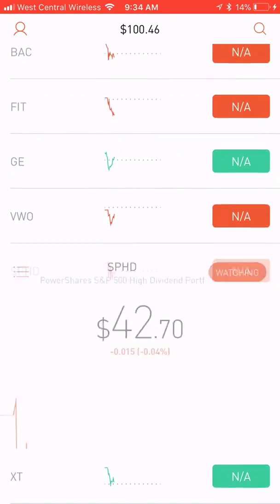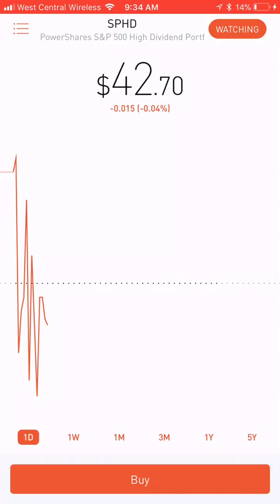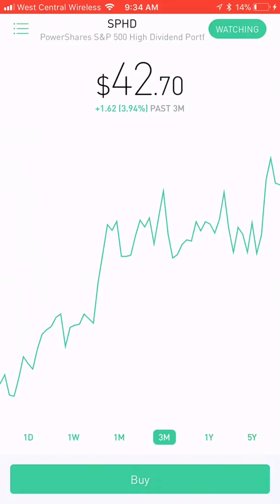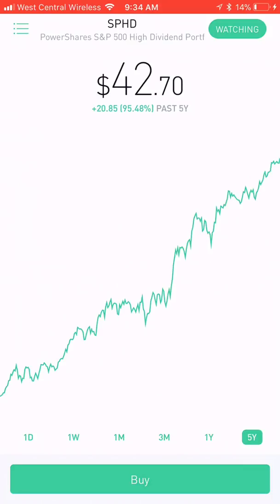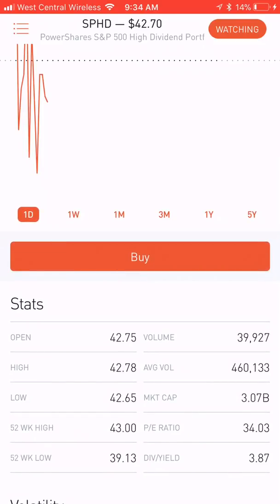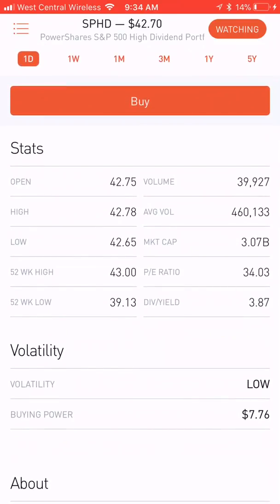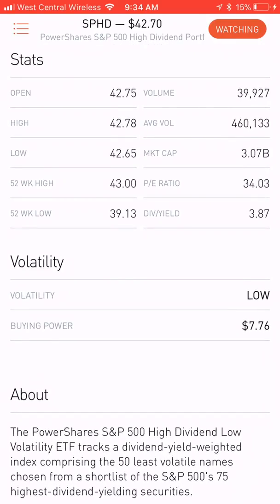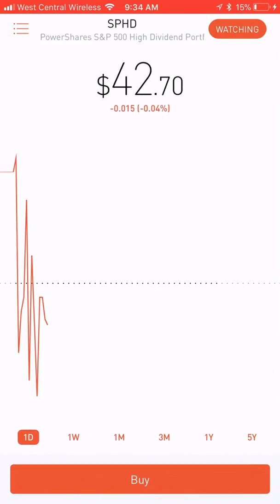So if you click on a stock here to look at SPHD, which is Power Shares High Dividend Portfolio, it looks like you put your finger down here and you can kind of look at the chart, the 1 week, the 1 month, the 3 month, the 1 year, and the 5 year. Of course, it's always defaulted to the 1 day. And if you want to go down here, you can buy. You can look at some stats here, and they have an about section and the volatility. It's a very, very basic stripped down app, and of course it is free, so what do you expect?